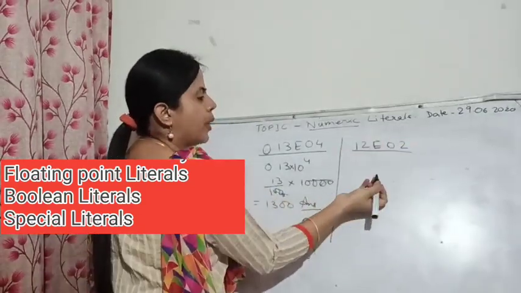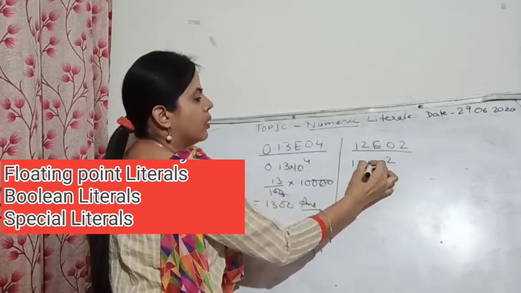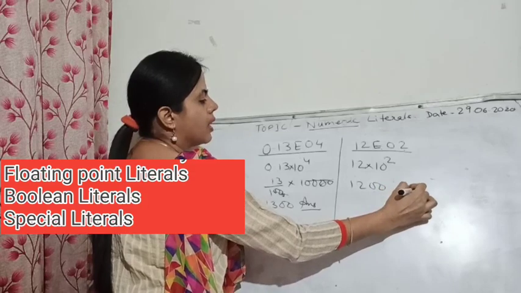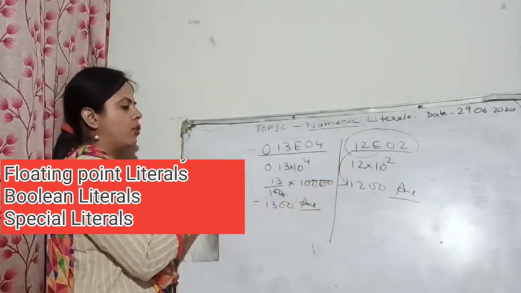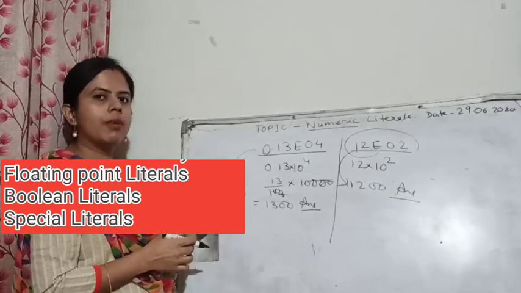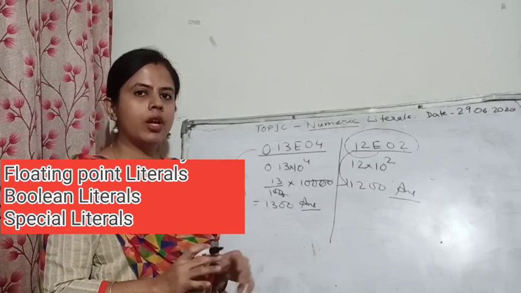12e02. This is very easy. 12e02, the value of e is 10 to the power 2. So 1200 is the answer. So the value of this exponent form in integer form is this, and for this it is this. There are some questions in your exercise as well. You have to solve it. If you have any problem, you can text me.